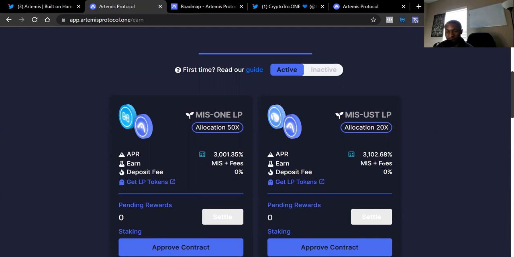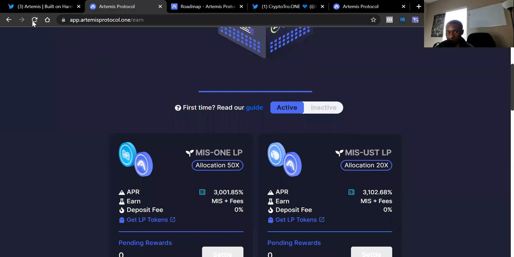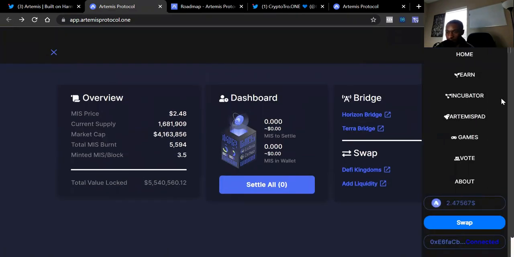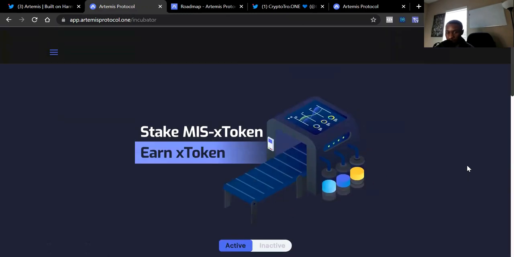And you've got to know there is some risk too. I always tell people, don't risk more than you can lose, and never go all the way in where you can't sleep at night. But with four-digit returns, you don't have to risk a lot of money to make some money. That's just my personal opinion. This is not financial advice. So that is the earn section on the Artemis protocol on Harmony One's blockchain. But let's go back and go to the incubator now. Pretty much the incubator is where you stake MIS X tokens and you earn X tokens.